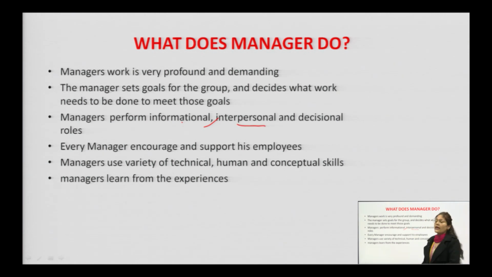In this way he has to perform this informational duty. Second is interpersonal. Interpersonal means he should know how to communicate, how to motivate and encourage people, and how to build up the image of the organization in the eyes of its stakeholders. So he has to perform this interpersonal role as well. Third is the decisional role. Decisional role means deciding which duty will be performed by which person. This is also a duty of the manager, where he has to decide who will do which work, where to procure the raw material from, where to purchase the machines from, and so on. So the decisional role is also one of the duties which a manager has to perform.